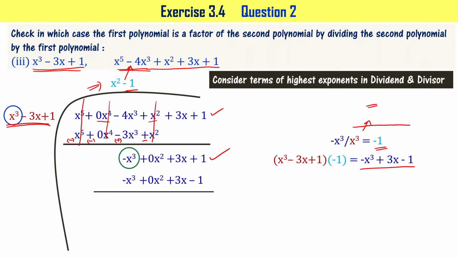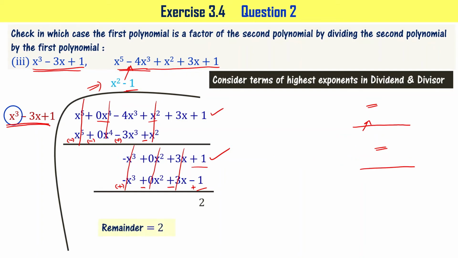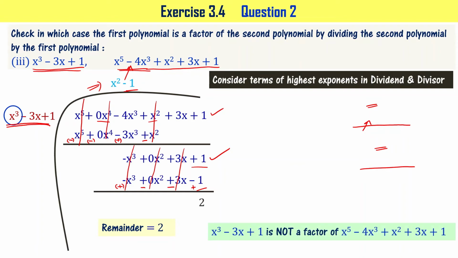When you do that, let me change the signs. Yes, this is minus x cube plus x cube gets cancelled, 0 x square anyway cancelled. This is also getting cancelled, but here you have plus 1 and this is plus 1. So the answer is plus 2. In this particular case, the remainder is 2, right? Since the remainder is not 0, we can say that x cube minus 3x plus 1 is not a factor of x power 5 minus 4x cube plus x square plus 3x plus 1, right?